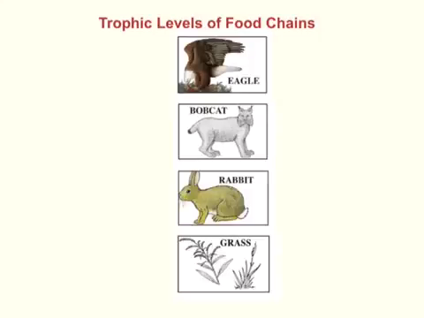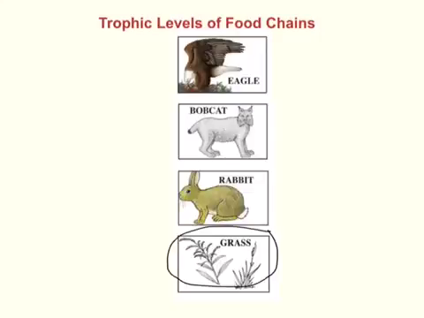Here we have an example of a food chain starting with grass at the bottom. The grass is eaten by the rabbits. The bobcats chase the rabbits and eat the rabbits, and the eagles occasionally eat the bobcat. The first level of the food chain is at the bottom, and that is the grass.